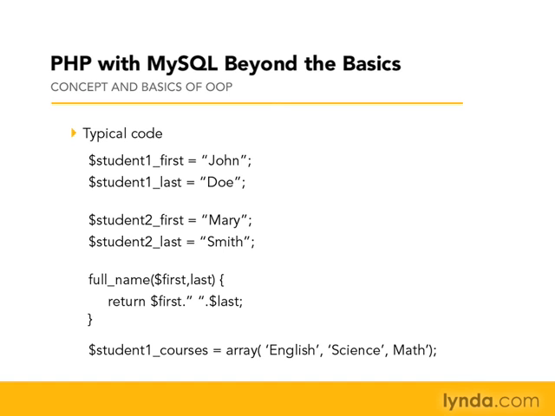What if we have a lot of functionality in there? What if we want to know the courses that the student is in? I can have a simple array that defines what each of those is, but what if each of those has some complexity to it?